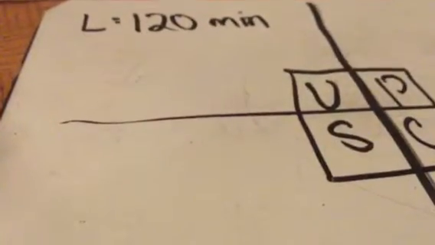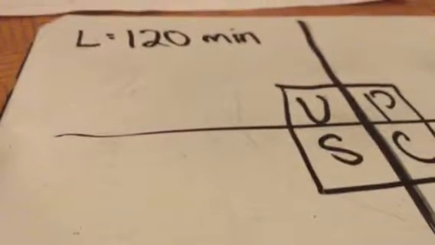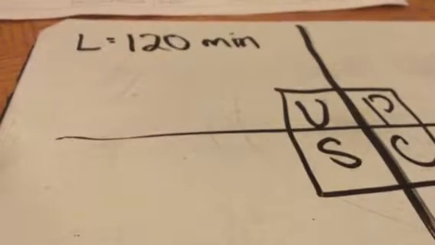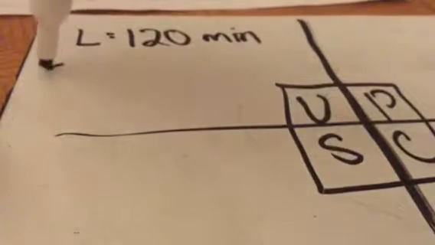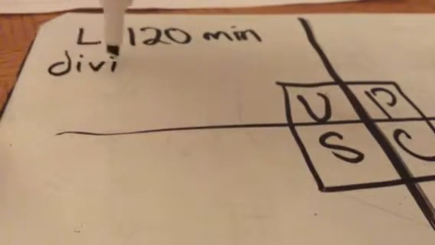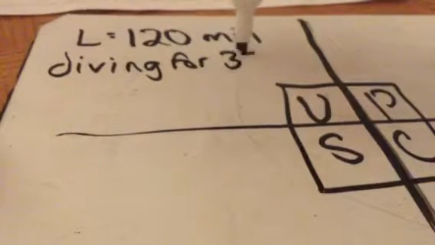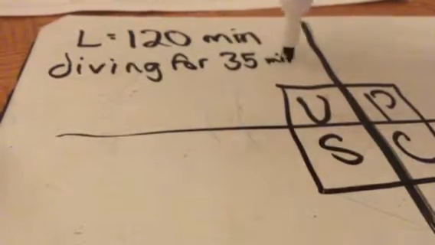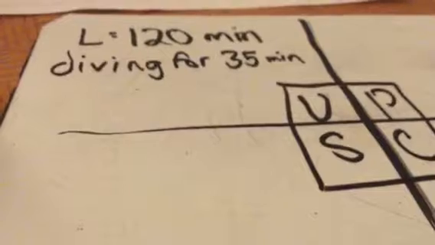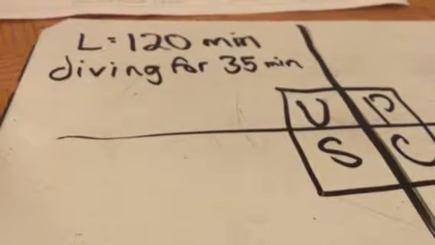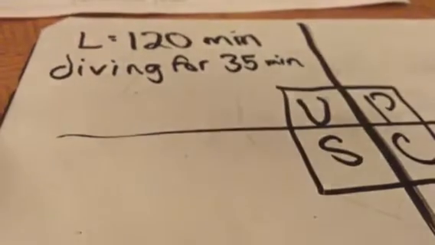So then the second sentence says, she dove on the diving board for 35 minutes. So she was diving for 35 minutes. And played games with her friends for 48 minutes.